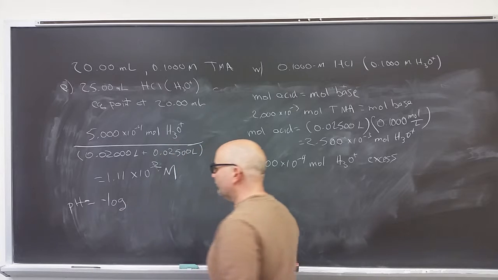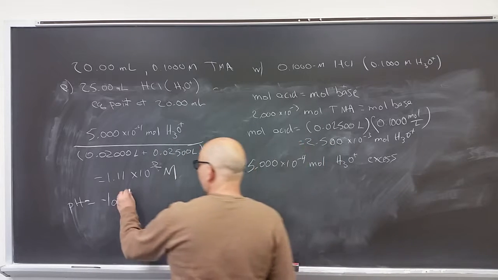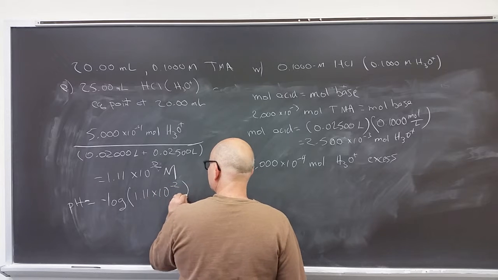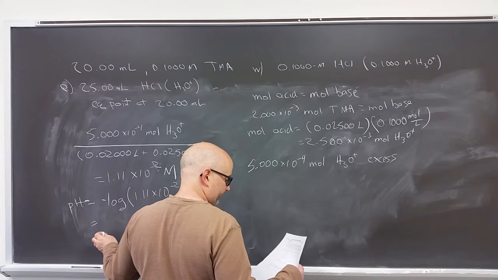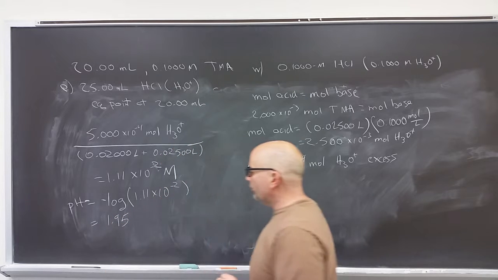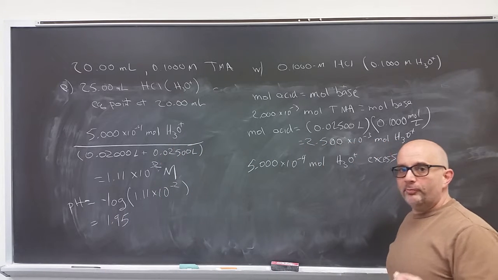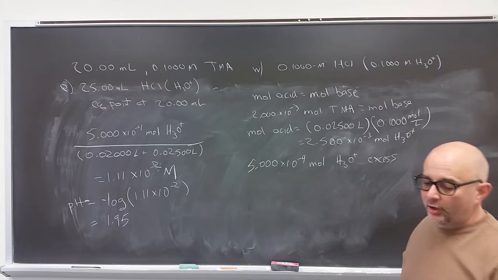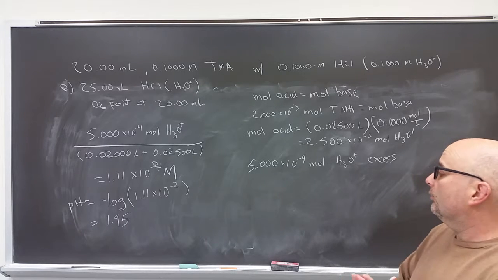And so the pH is simply going to be the negative base 10 log of that. And that's going to clock in at 1.95, which is a very low pH, which is exactly what you would expect for this titration, because at this point you just have a lot of excess acid.